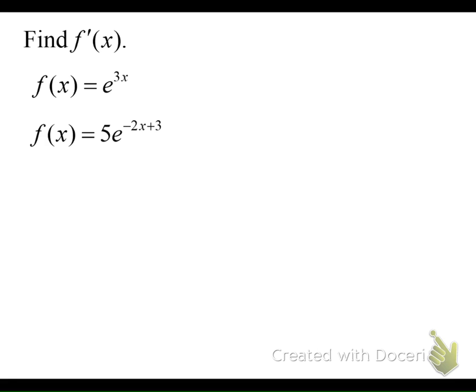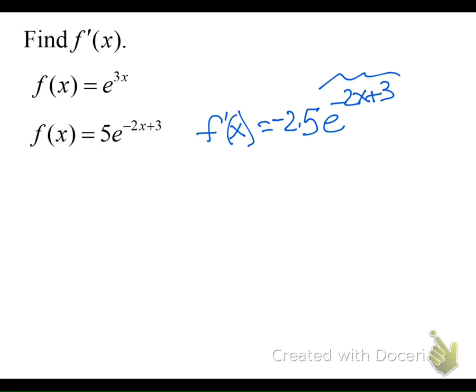Okay, if you understood those examples, then hit pause and try this one on your own. Okay, the derivative of 5e to the junk is 5e to the junk times the derivative of the junk times -2, which makes it -10e to the -2x plus 3.